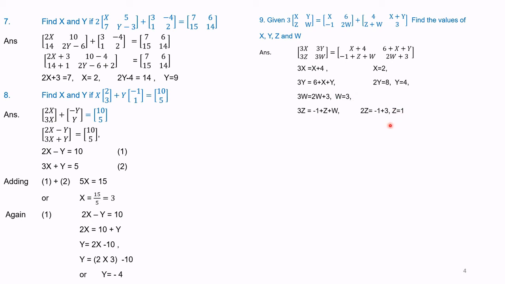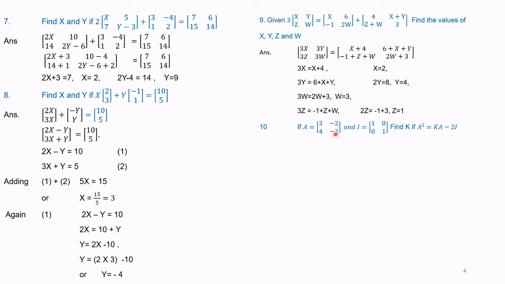We will take the next example. Example number 10. If A is equal to [3 -2; 4 -2] and I is equal to [1 0; 0 1], find K if A square is equal to KA minus 2I. So, please examine this equation.